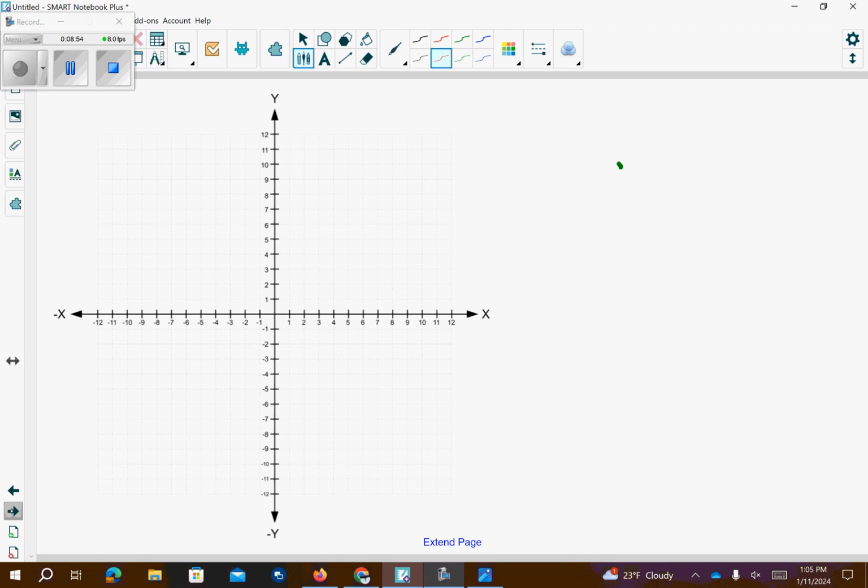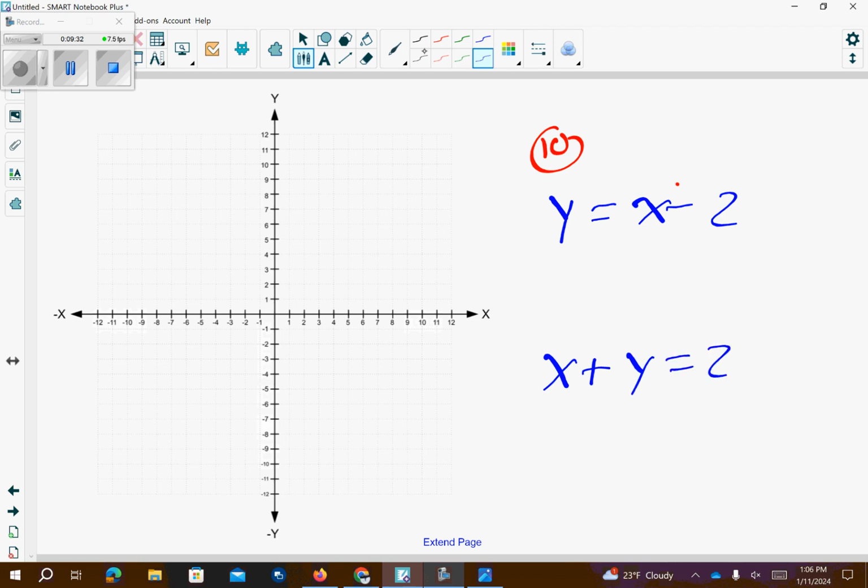Number 10. Oh, these are some of the graphing ones. So let's see. Number 10, I have, it's not x equals, it's y equals, isn't it? So I get y equals 9. Oh, wait, I'm on the wrong page. I was writing the wrong equation down. I was on the wrong page for a moment. I'm sorry, friends. So I have y equals x minus 2. And I have x plus y equals 2.